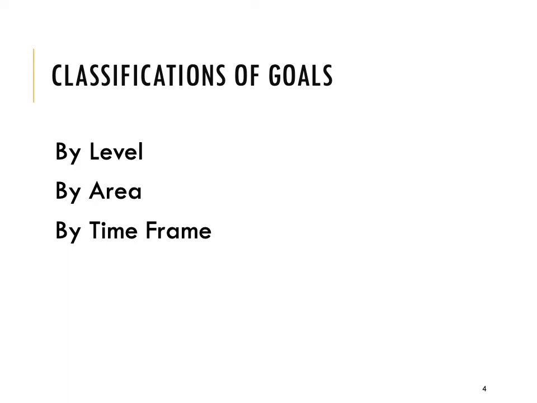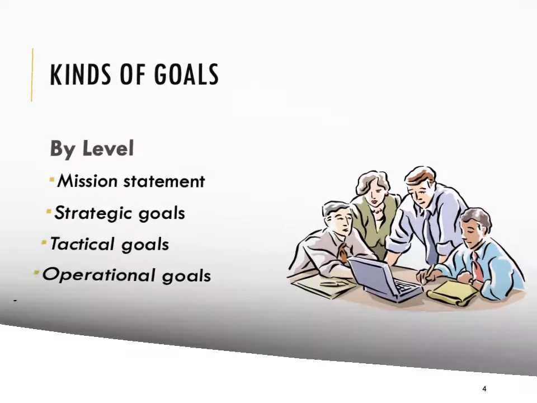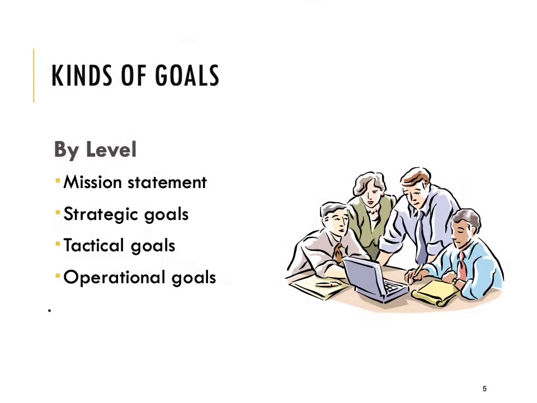Goals have been classified into three types: goals by level, goals by area, and goals by time frame. Goals by level are related to the mission assessment, strategic goals, tactical goals, and operational goals.